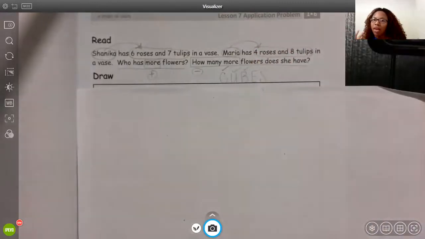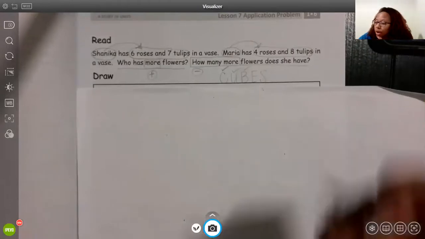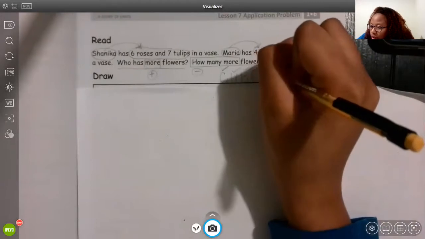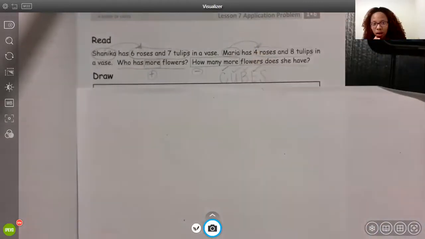Now you want to evaluate or think about what you know. I'll give you a few seconds to do that. All right, once you have done that, go ahead and check it off. And now all we have to do is solve. Remember, we're going to solve this together.